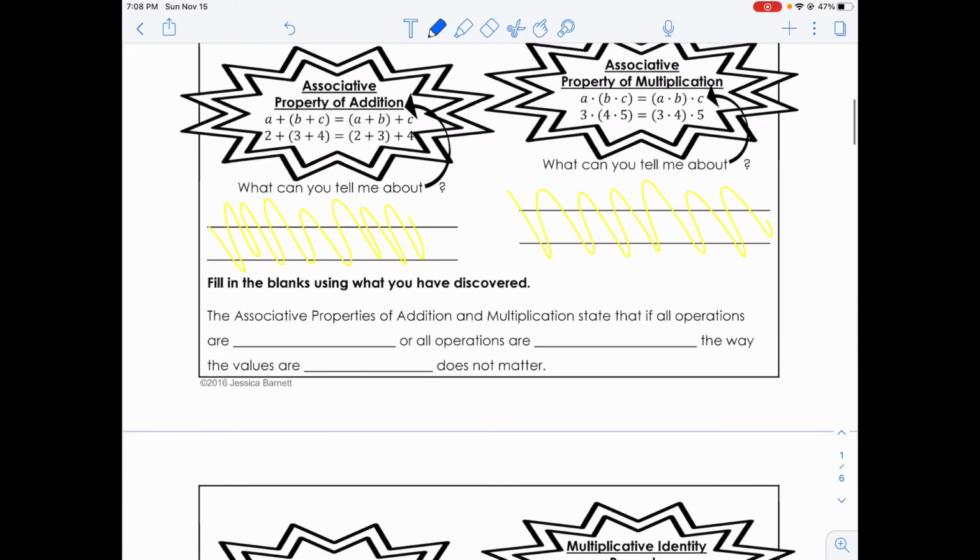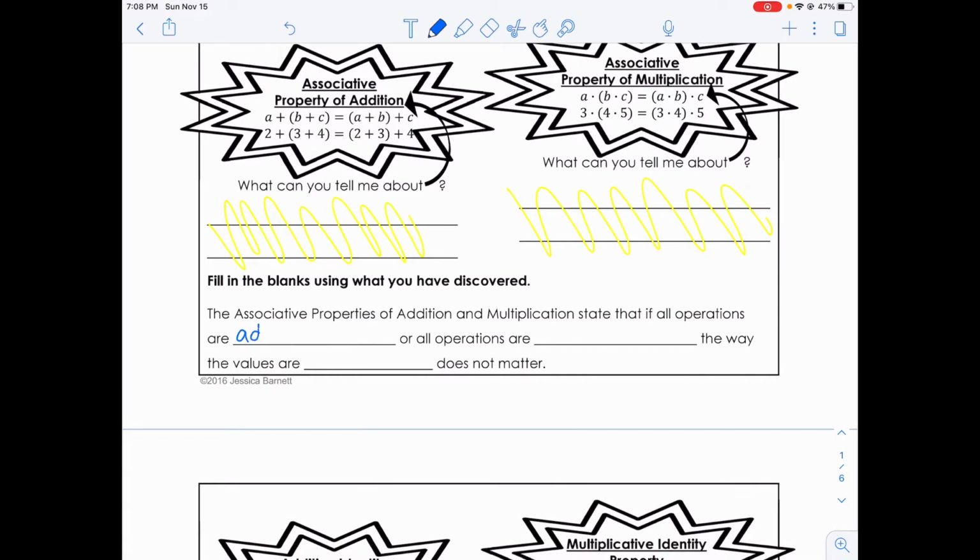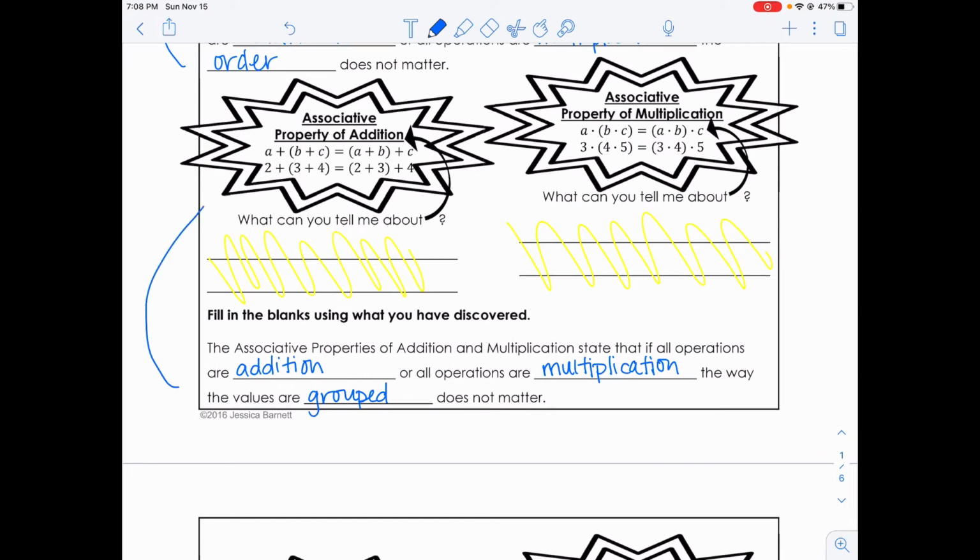Moving down to the associative property. The associative property of addition and multiplication states that if all operations are addition or all operations are multiplication, the way the values are grouped does not matter.